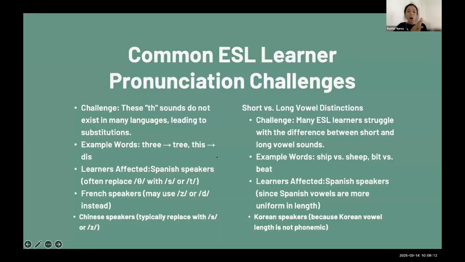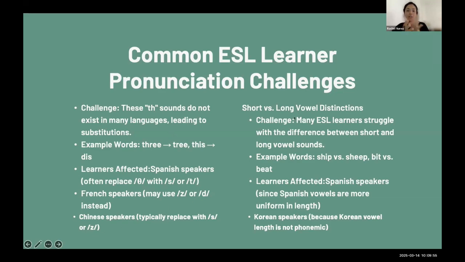So what are some common ESL learner pronunciation challenges? First of all, the TH sound does not exist in many languages, and this can lead to substitution. For example, Spanish speakers, when they want to say "three," say "tree." Or my students think that the T in Tuesday and the TH in Thursday are the same exact sound, which we know they're not. Also, French speakers may replace the TH sound with a Z or a D.